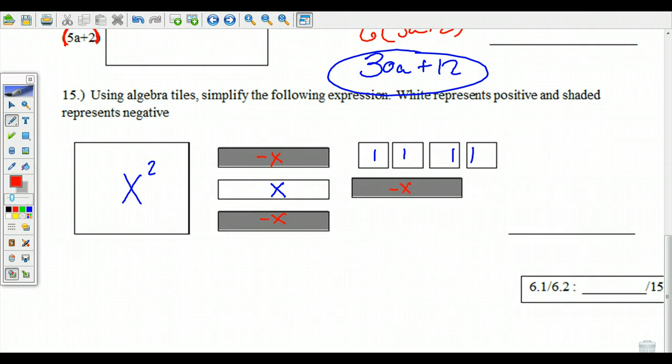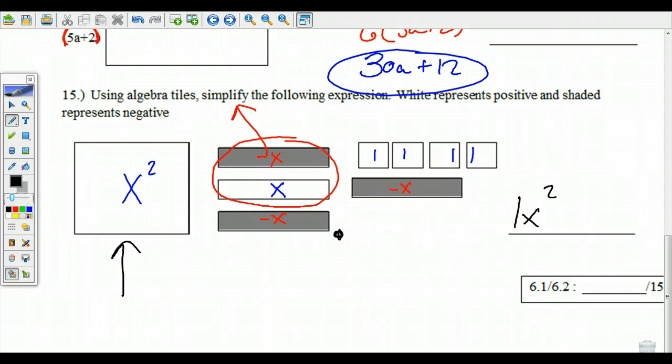So when we combine like terms here, these are 0 pairs right there, so those are canceled out, a positive and a negative. So all we're left with here is one x squared tile right here. And then we have this one right here and this one right here, which is negative 2x because we have 2 of them and they're negative. And then we also have 4 ones and they're all positive, so it's plus 4.